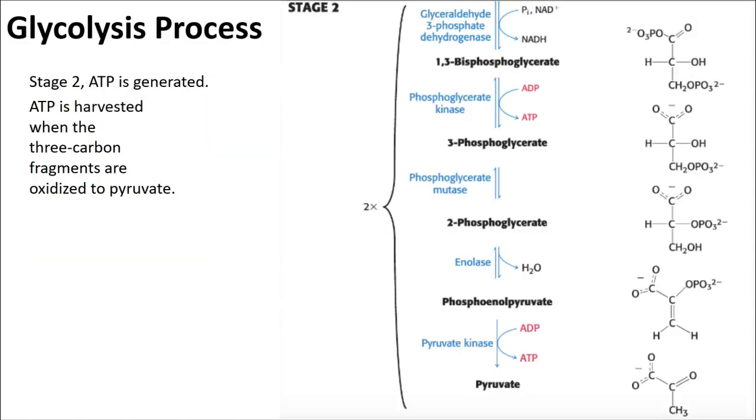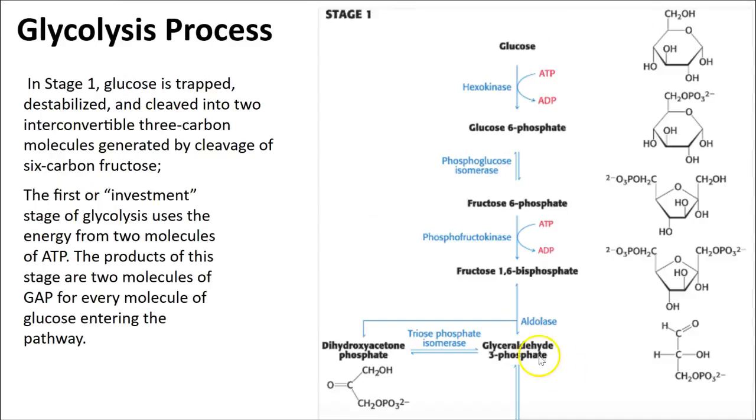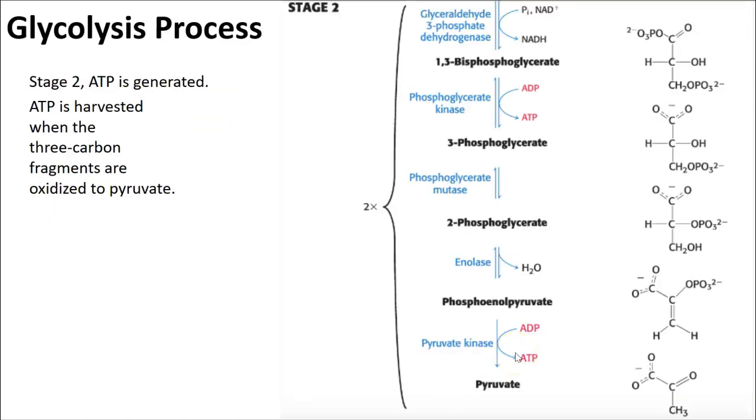And then on the second stage, when you have those two molecules of GAP, now you have 2 times as much ATP being generated. So now just think of it, you sacrifice 2 ATP and you got out of it 4 ATP. So you're getting more ATP than was originally sacrificed in order to generate more and more energy.